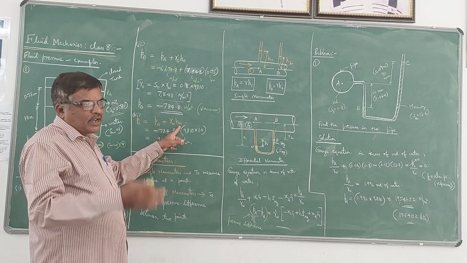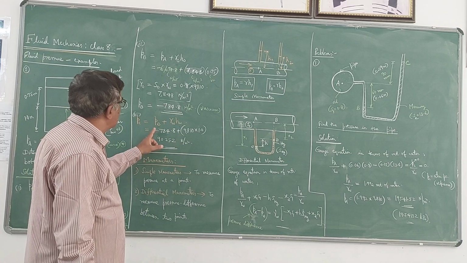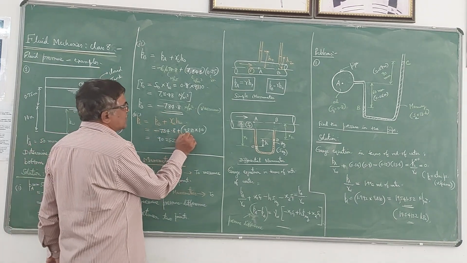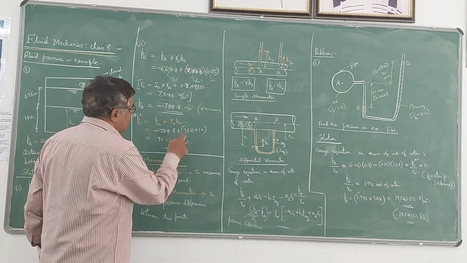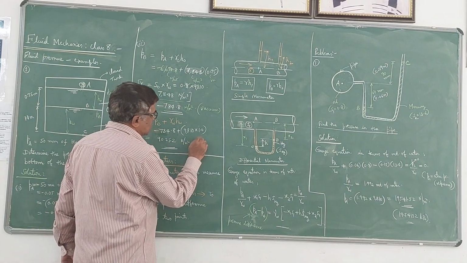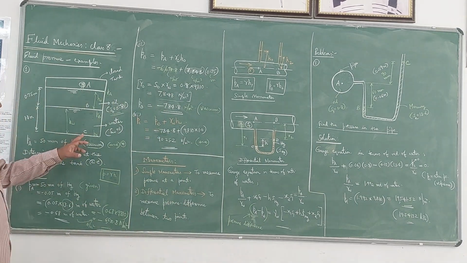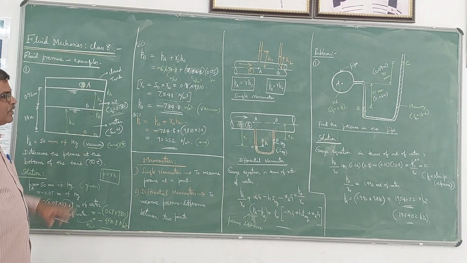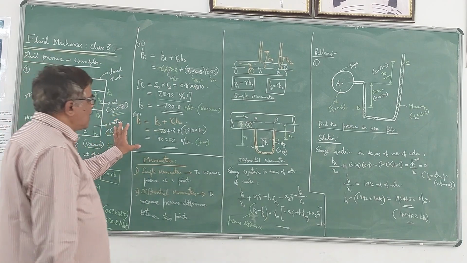So P is equal to gamma H, that formula we are using. Since water is there, we have to take gamma W into HW. So it is minus 784.8 plus gamma W, which is 9810, into HW, the depth of water, which is 1 meter. If you simplify this, you will get 9025.2 Newton per meter square. Of course, here the pressure becomes positive. So at C, you have a positive gauge pressure, whereas at A and B, you have negative gauge pressures or vacuum pressure. So this is how we have to do the problem.